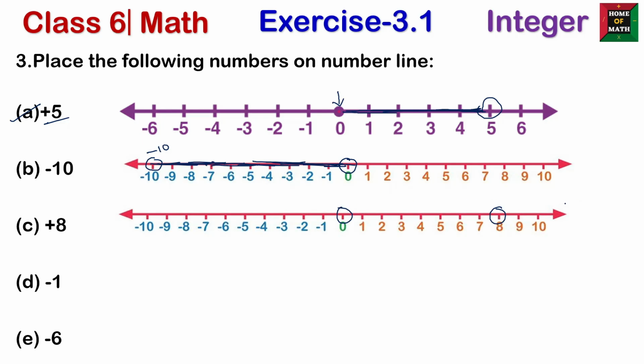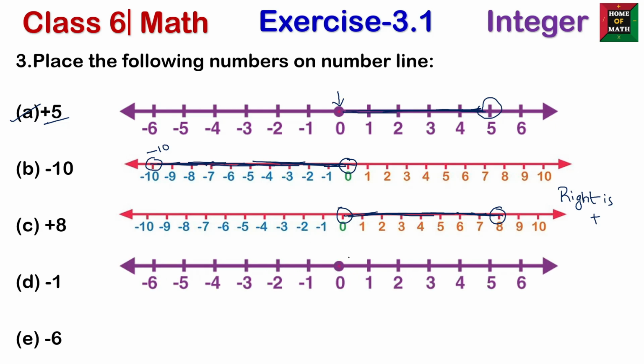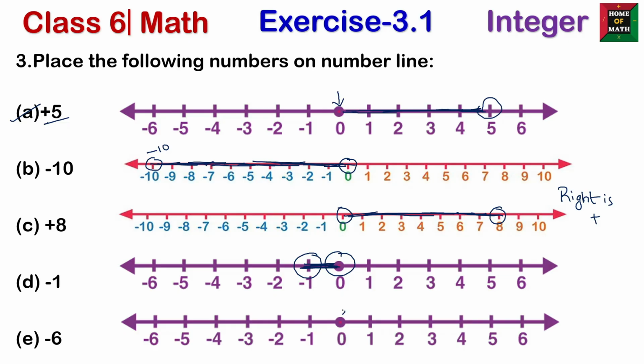Okay, then plus 8. So this is 0 and this is 8. Why this one? Because right side is positive. Okay, so 0 to 8 you can just draw like this. Then minus 1. So this is 0 and this is minus 1, just like this. Okay, then minus 6. This is 0 and this is minus 6. You just draw 2 or 3 times and it will become darker than previous. So number 3 done.